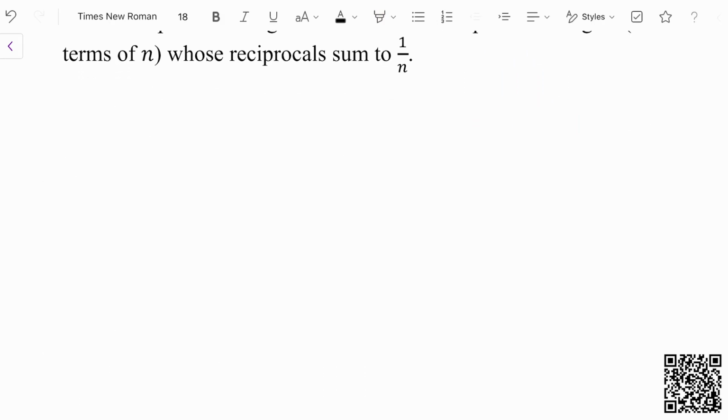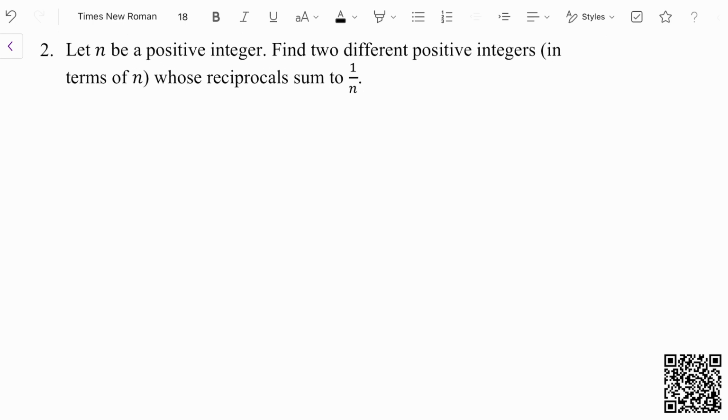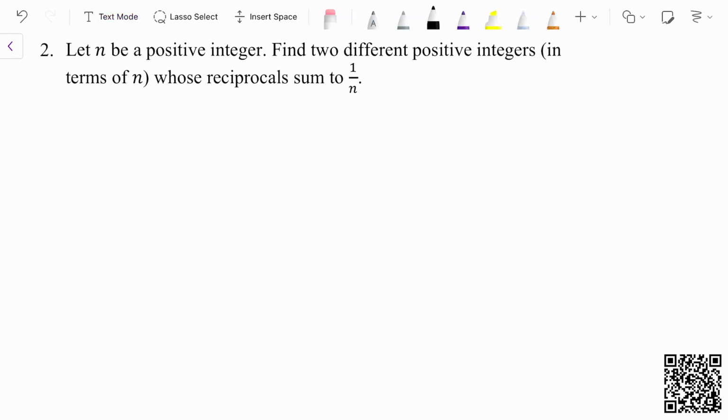Moving on to problem number 2. Let n be a positive integer. Find 2 positive integers in terms of n, whose reciprocals sum to 1 over n.